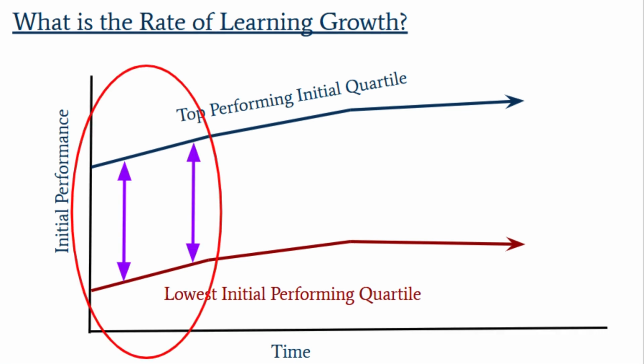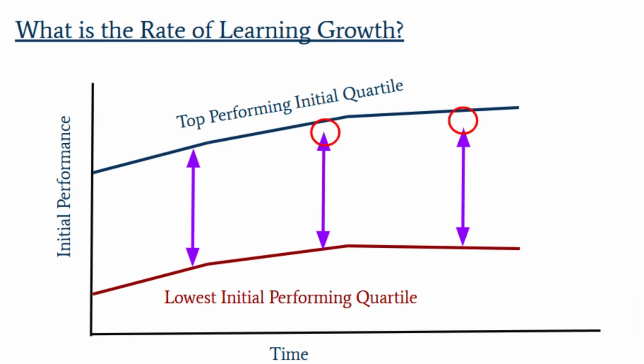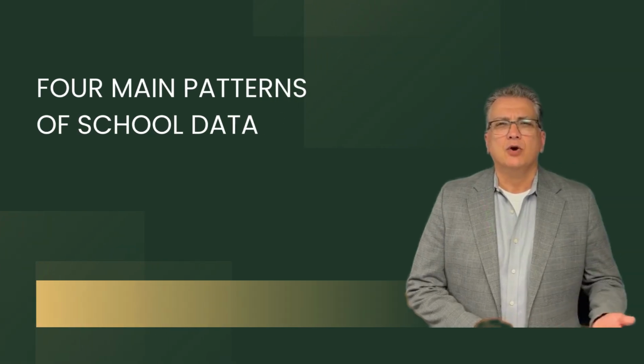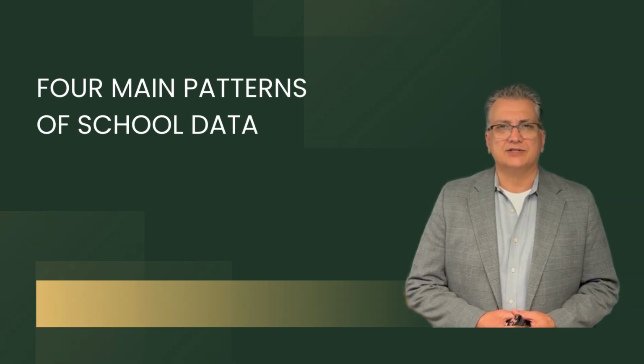When these lines are parallel, both groups are growing at the same rate. The gaps aren't growing, but they're not shrinking either. The slope of the line tells you the growth rate for each. You can see in this example, the rates start parallel but diverge. The lower performing group is losing ground and gaps are growing, as indicated by the distance between the two lines increasing. What are some regular patterns that we see in school data?